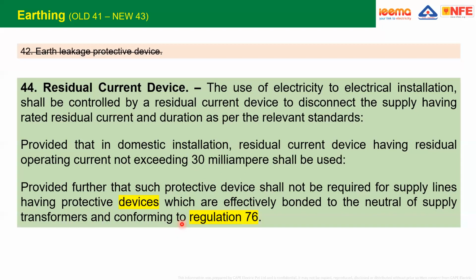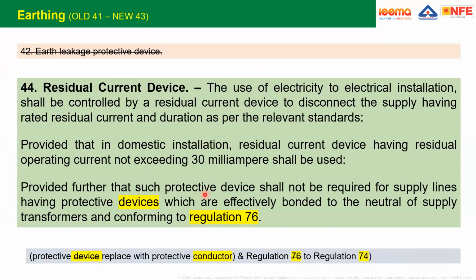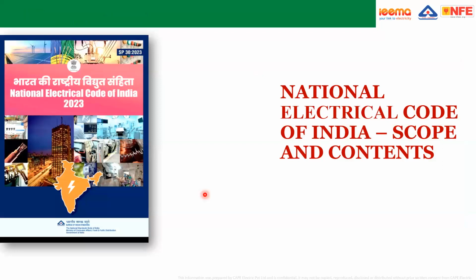So indirectly, what happens is, if the supplier or the discom or the consumer technically uses a TT system, at the main distribution board you have to use a 30 milliampere RCD. And if you use a TN system, either TNC, TNS, TNCS, then you don't need to use an RCD. So these are some of the changes which are going to have a large influence. Now let us go to the National Electrical Code. I hope whatever I explained is clear for you, and my sound is also clear.